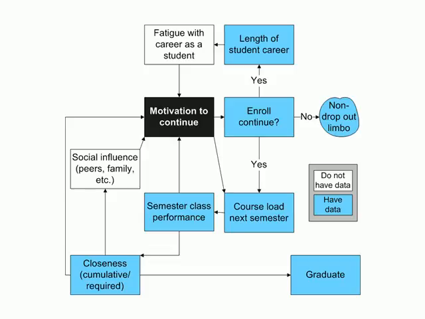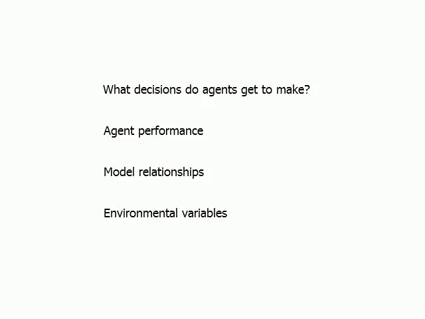The next step is to specify 4 kinds of factors. What decisions do agents get to make, e.g. enroll for the next semester or not? Agent performance, e.g. how many credits did a student accumulate? Model relationships, e.g. how much weight does a student give to the opinion of his or her peers? And environmental variables, e.g. how many credit hours are needed to graduate?